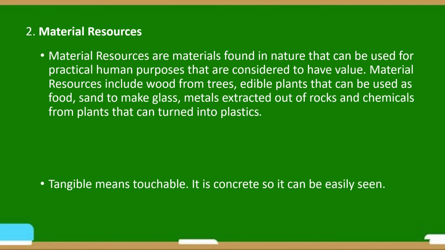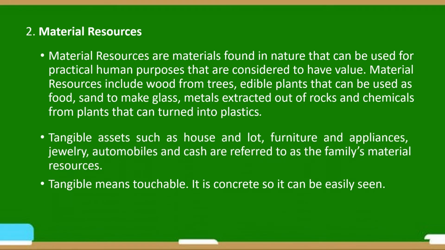For material resources, these are resources found in nature that can be used for practical human purposes that are considered to have value. Material resources include wood from trees, edible plants that can be used as food, sand to make glass, metals extracted out of rocks, and chemicals from plants that can be turned into plastics.